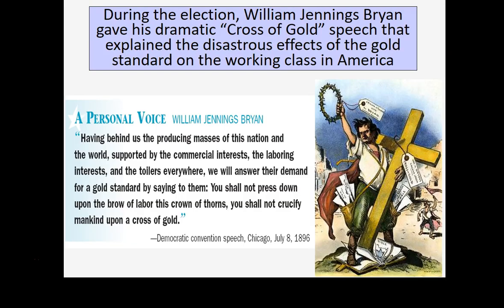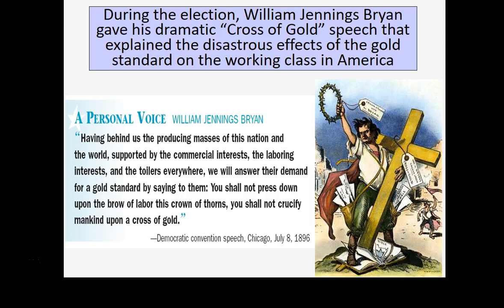During this election, William Jennings Bryan, who is a pretty charismatic, good speaker, gives this dramatic speech that we've come to call the Cross of Gold speech. And in that speech, he explains the disastrous effects of the gold standard on the working class in America. And we're going to just look at a small excerpt from this speech.